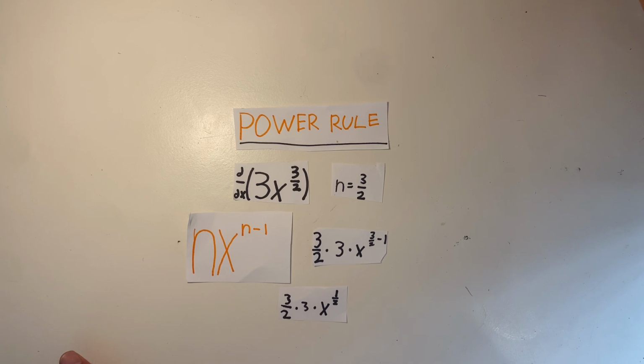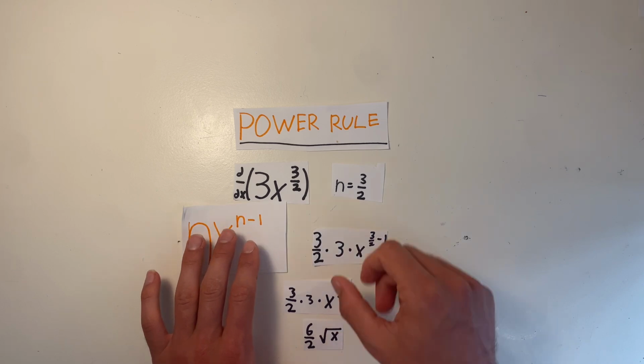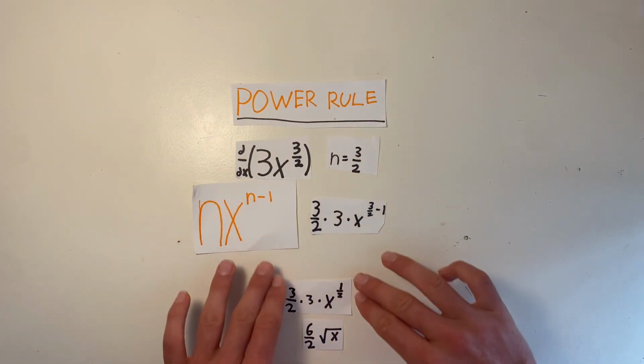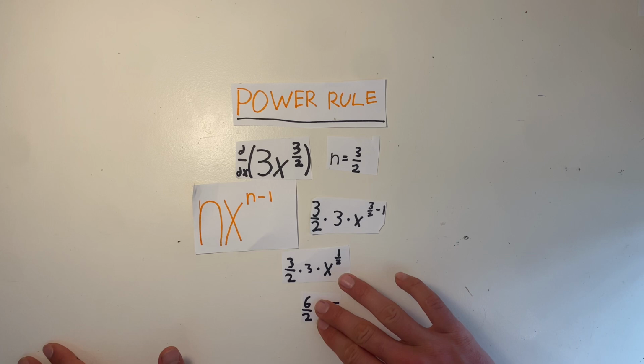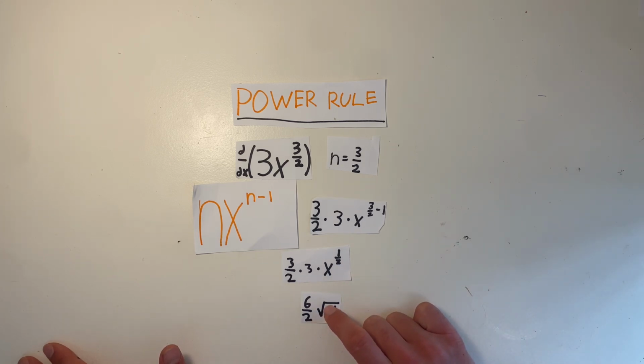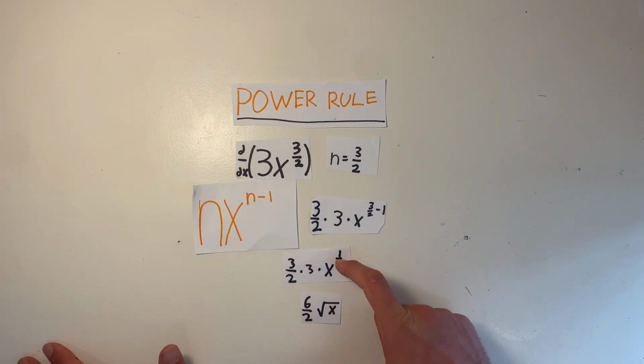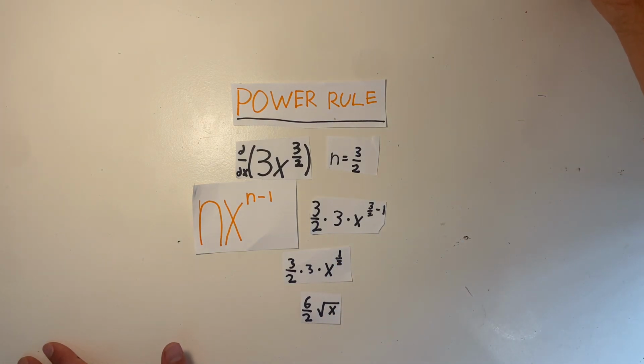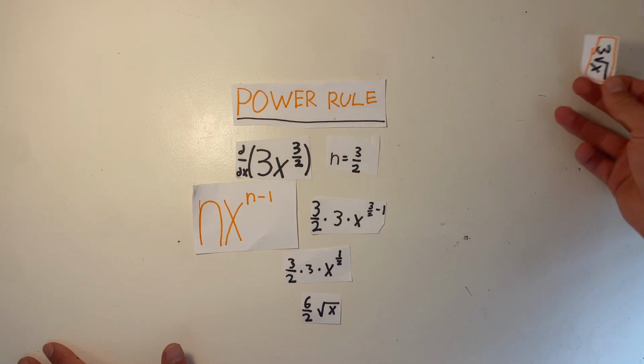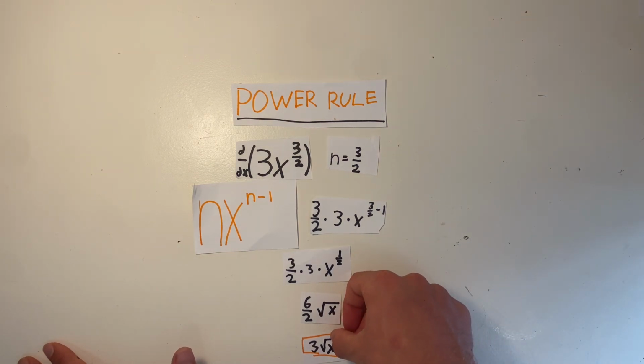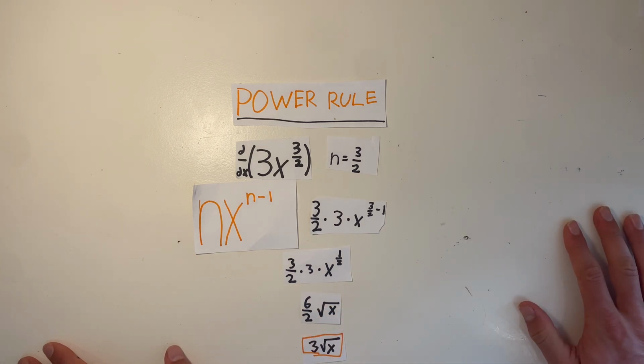So that is going to equal, because we know our 1/2 power is equivalent to the square root of x, 6 halves, 3 halves times 3, and then we can change this 1/2 power to the square root of x. So 6 halves is really just 3. So our derivative is 3 times the square root of x. How easy is that? That's not that hard, right?